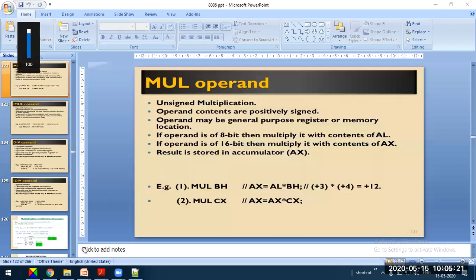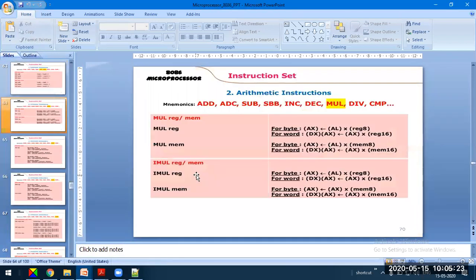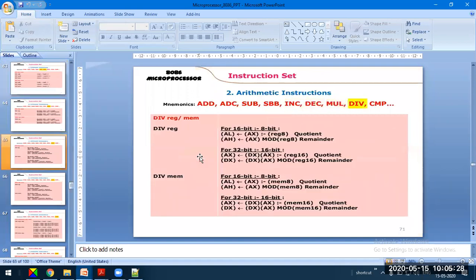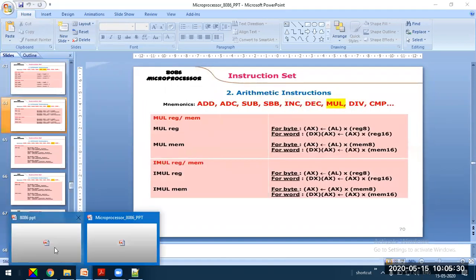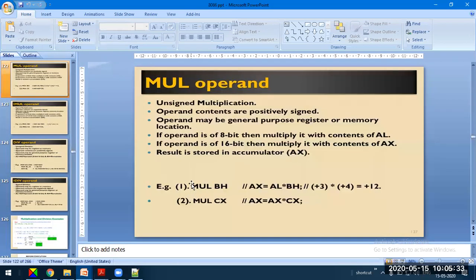After this, division also we have. Now, the general multiplication MUL instruction is for an unsigned operation. That is, assuming that both the data are unsigned, so operand contents are positive. So MUL is generally used for positive quantities, when we are multiplying two positive data.